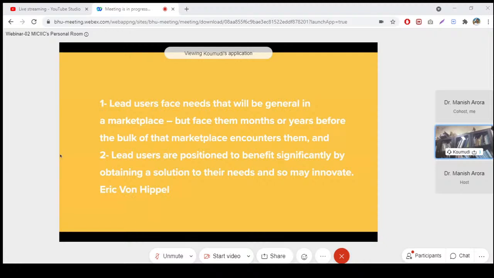Eric von Hippel in 1986 coined the term lead user to refer to users who do not follow a linear model of innovation. Lead users face needs that will be general in the marketplace, but face them months or years before the bulk of that marketplace encounters them. Lead users are positioned to benefit significantly by obtaining a solution to their needs, and so may innovate.